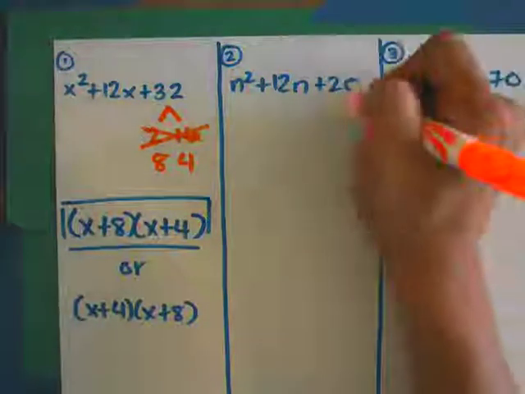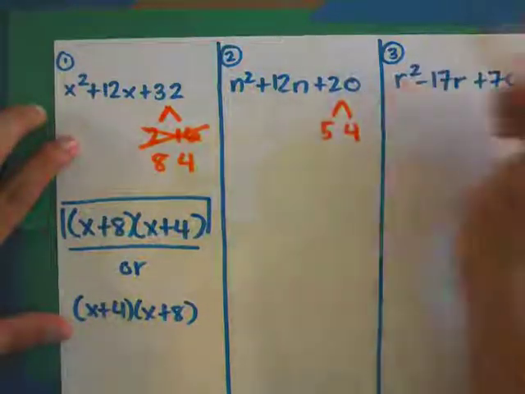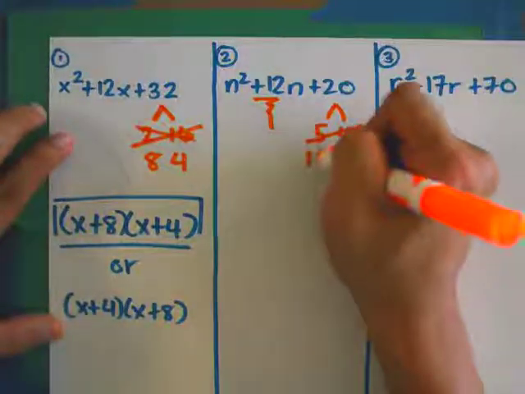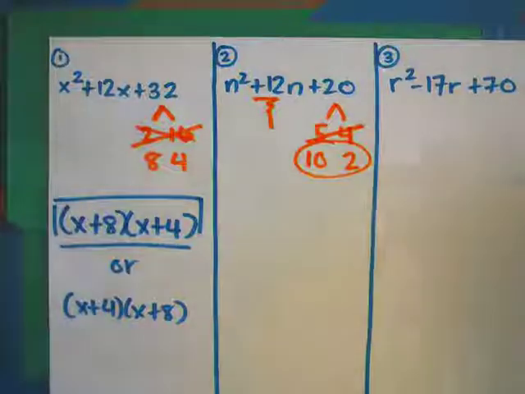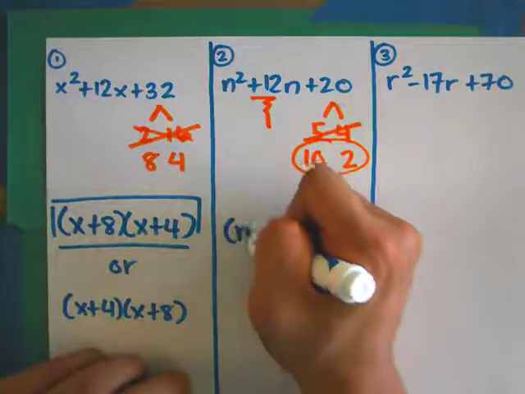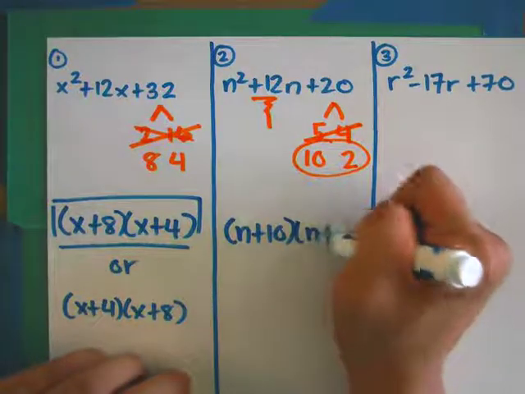All right, let's do this one over here. What 2 numbers multiply to 20? We have 5 times 4, but it's not going to add up to 12, so probably not it. I think 10 and 2 would be the better one, just because 10 plus 2 gives us the 12. So this is going to be n plus 10, and then n plus 2.